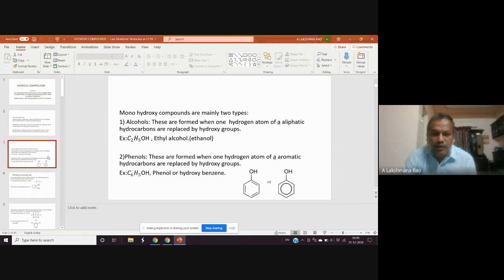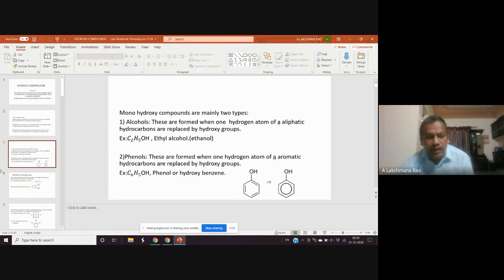If you take monohydroxy compounds, these are mainly two types. One type of compounds are called alcohols. These are aliphatic hydroxy compounds. In alcohols, one hydroxy group is present. Next one, phenols. These are aromatic hydroxy compounds. Example for this is phenol or hydroxybenzene.